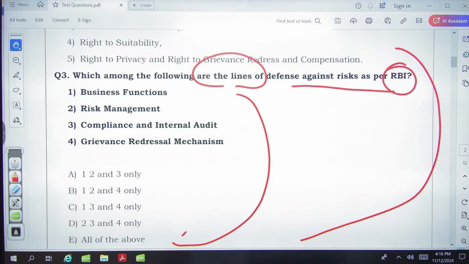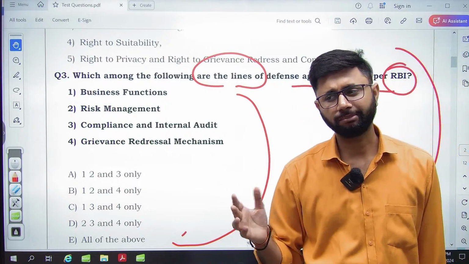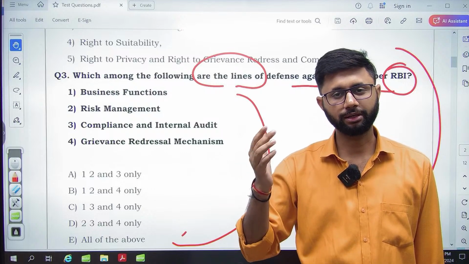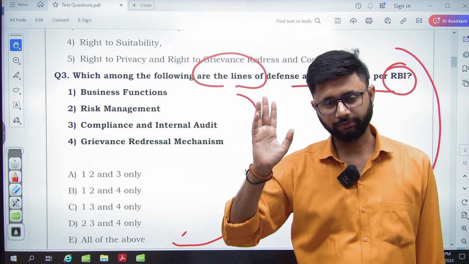What do you think is the correct answer? You know, we've also discussed the lines of defense. Lines of defense against compliance risk is basically, I told you that when you take any decision, you will think before taking it, so this is the first line of defense.